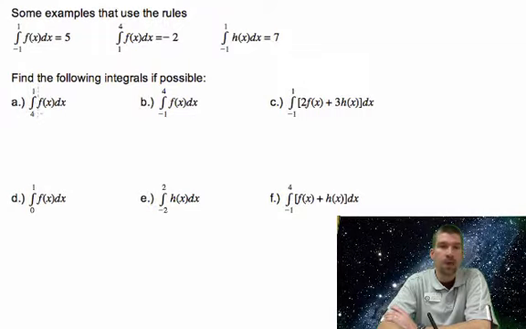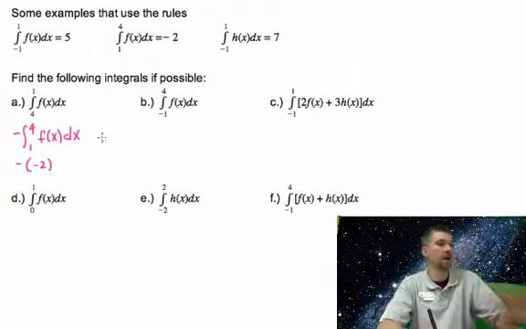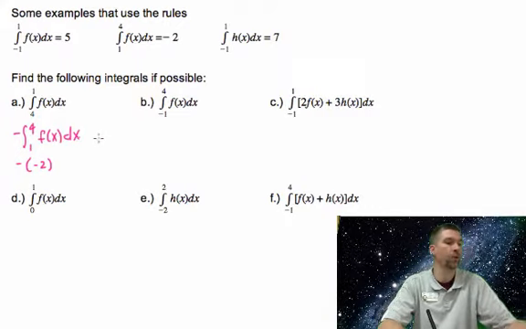So one of the rules said that if I take my 1 to 4 and I switch it around, then that would be the same thing as negative 1 to 4. So I've got that guy. I've got that rule right here. It's -2. So it's the same thing as negative 2. All right. So that's one of my rules right there. Hold on, let me find my rule sheet also.